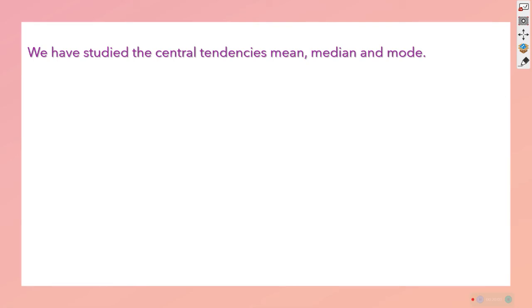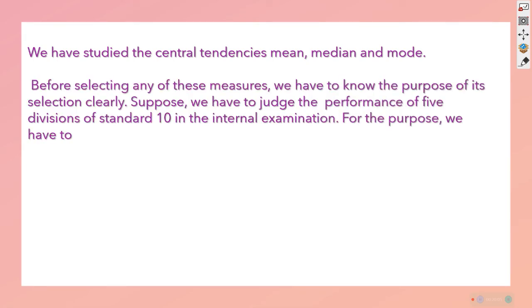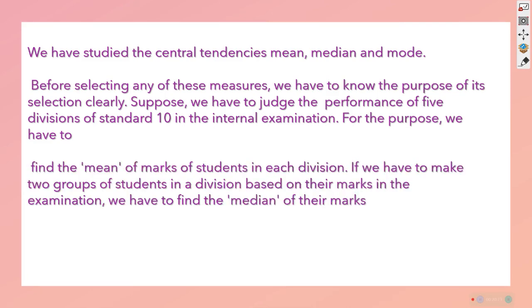So we have studied the central tendency, mean, median and mode, and we also understood that before selecting any of these measures we have to know the purpose for the selection. Suppose we have to judge the performance of 5 divisions of standard 10 in the external examination, internal examination. For both purposes we have to find the mean of marks of the students in each division. To judge the performance of 5 divisions, we need to have the mean for that. Performance measure कर रहे तो हमको mean चाहिए.